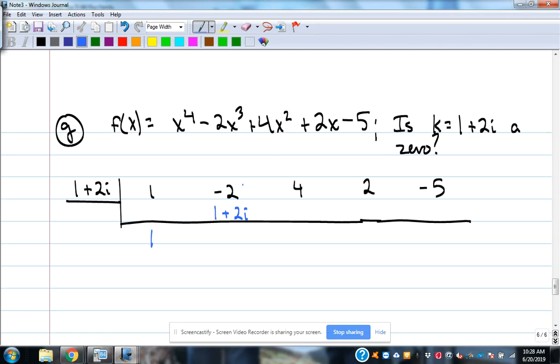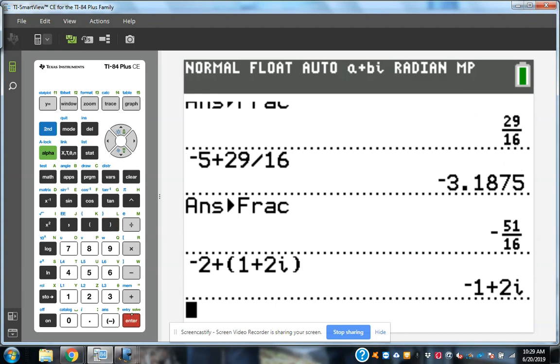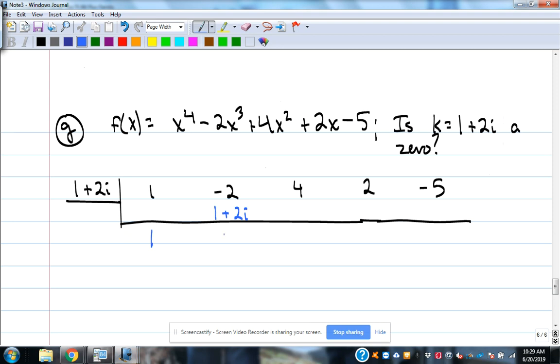Okay. And then you're going to add, the same process. Nothing is changing about the process. So we're going to take negative 2 plus 1 plus 2i. I just use my calculator to type in that complex number. 1 plus 2, and then to get the i, remember it's second decimal point. And I get a negative 1 plus 2i. Makes sense?